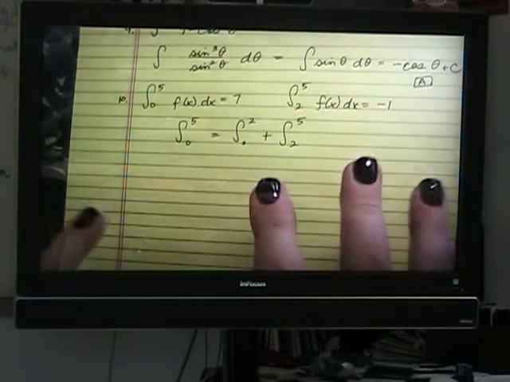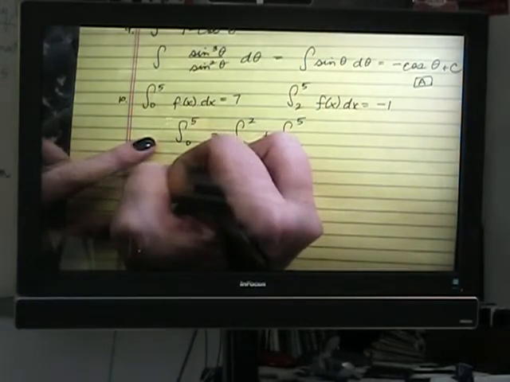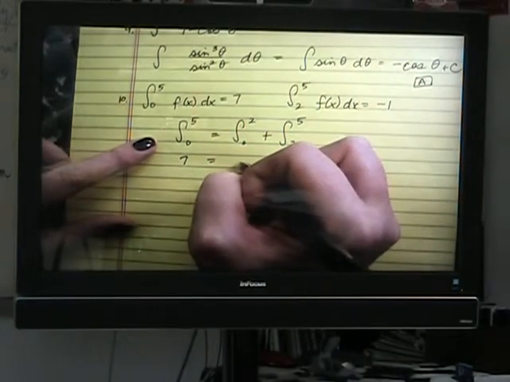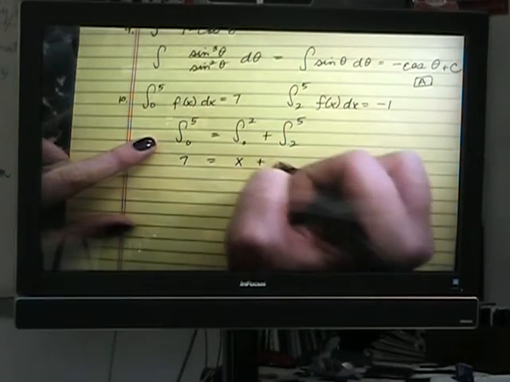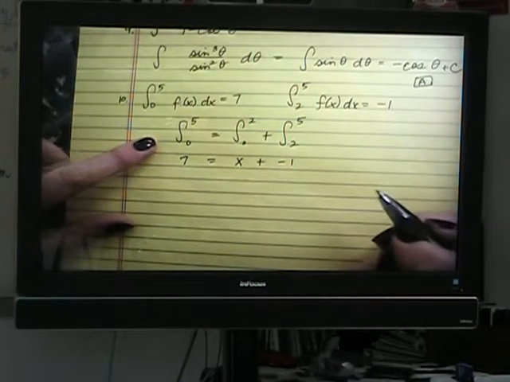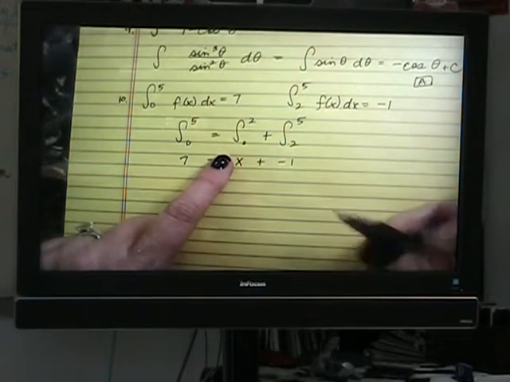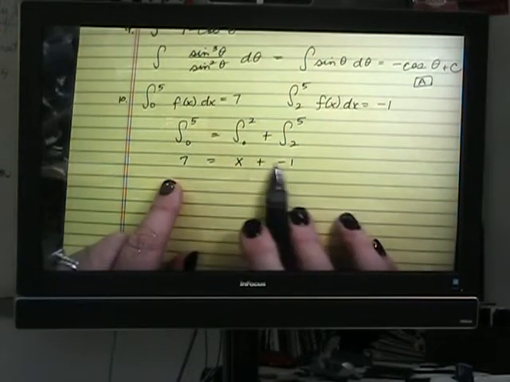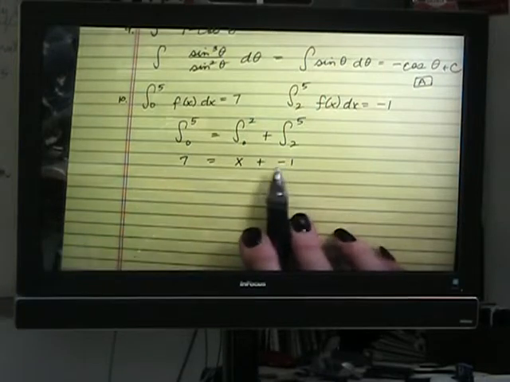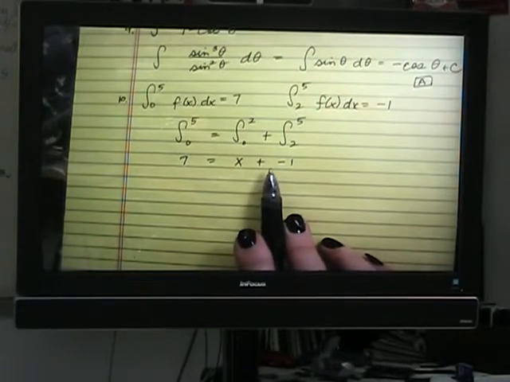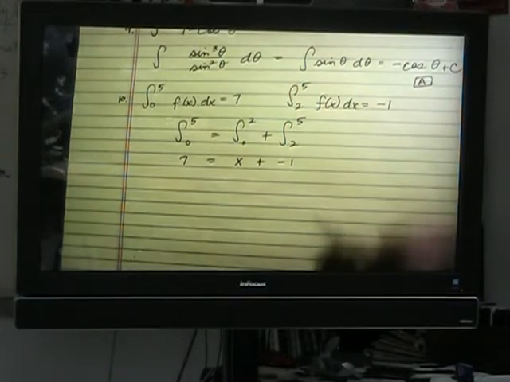And if you use that property of integrals, you know that 7 has to equal x plus a negative 1, right? We don't know what the integral from 0 to 2 is. But if you write it like this, you can obviously see that the integral from 0 to 2 has to be 8. And so that's why the answer choice is D.